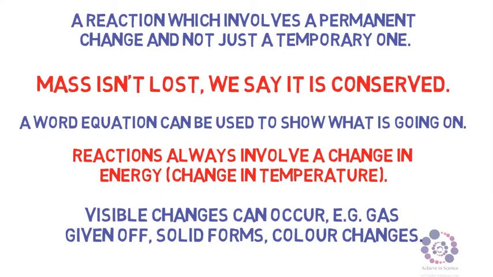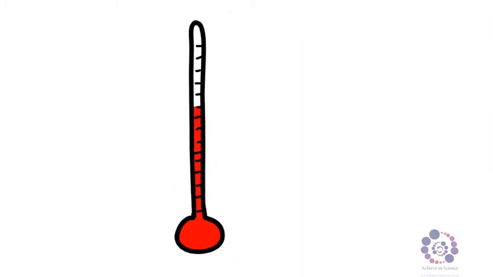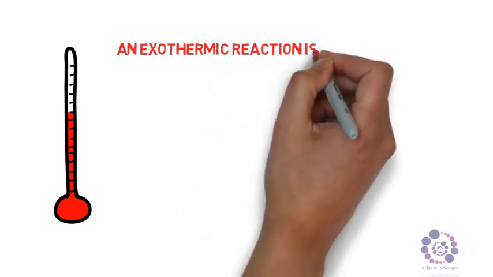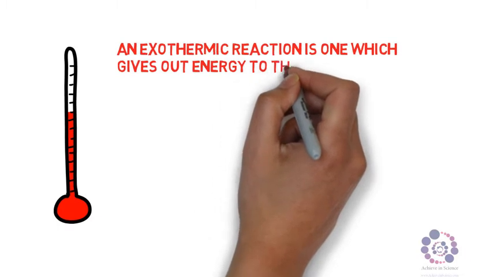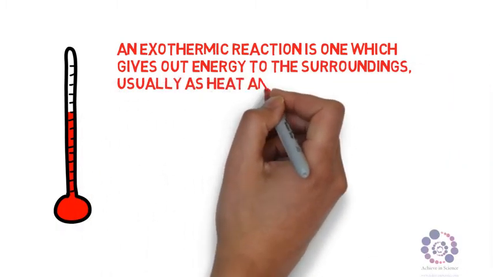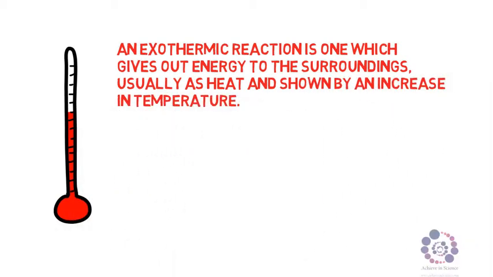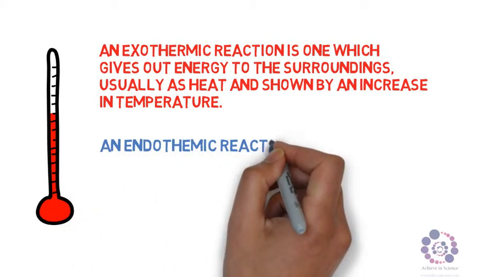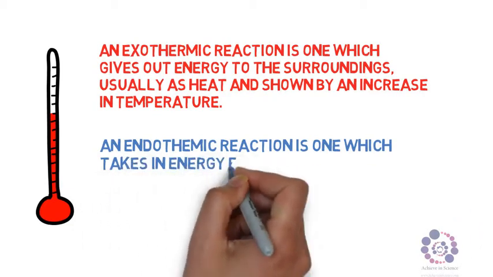So then, exothermic and endothermic reactions. Let's have a closer look. An exothermic reaction is one which gives out energy to the surroundings. Usually this is as heat and is shown by an increase in the surroundings' temperature. On the other hand, an endothermic reaction is one which takes in energy from the surroundings, usually as heat, and this is shown by a decrease in the surrounding temperature.